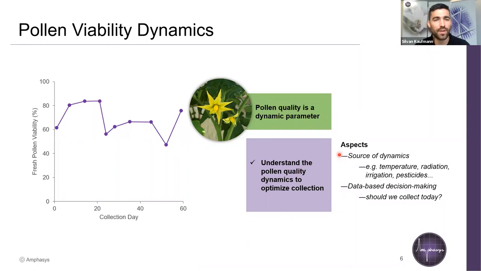For instance, you can ask which factors are responsible for such a pattern. Is it a temperature stress? Is it radiation? Is it an irrigation problem? Is it application of pesticides? And it also allows you to tackle very practical aspects. For instance, should we actually collect pollen on that day here? Is it really worth it? Sending out many people to manually collect those flowers, processing the pollen, storing it, occupying freezer space, is it really worth it? So all these sources of variation should be understood, because this gives you leverage, or a potential for optimization.